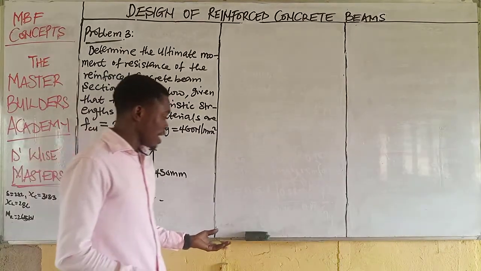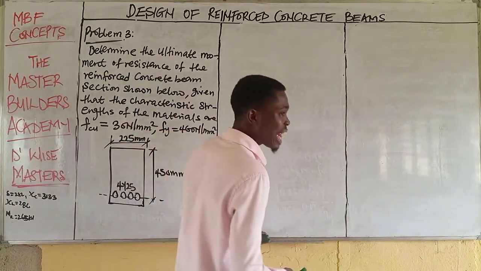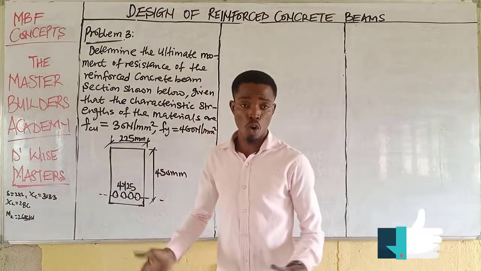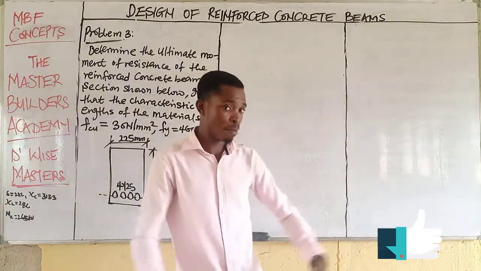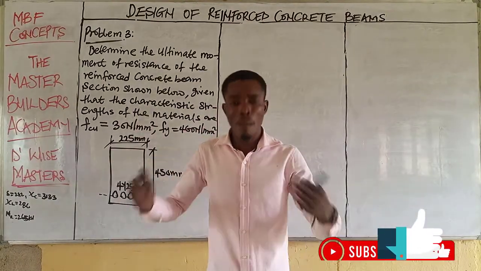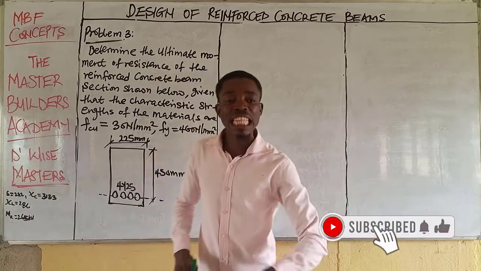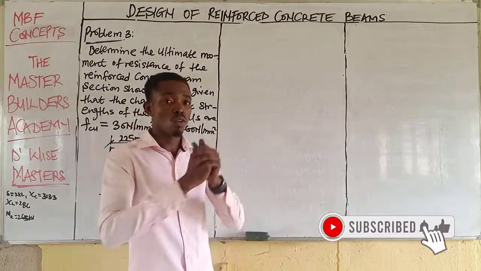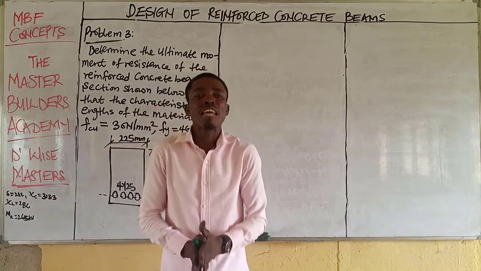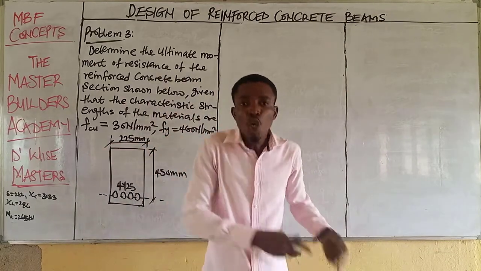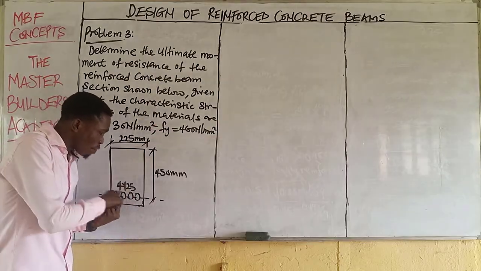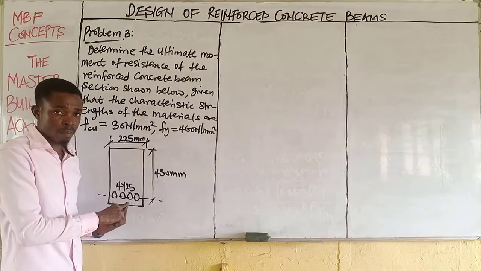So guys, this question is actually a reverse of question number 1 and question number 2, or problem 1 and problem 2. In problem 1 and problem 2, we were given moments to find the reinforcement, which is the area of the steel bar. But in this question now, we are given the area of the steel bar to calculate the moment that leads to the provision of this area of reinforcement.